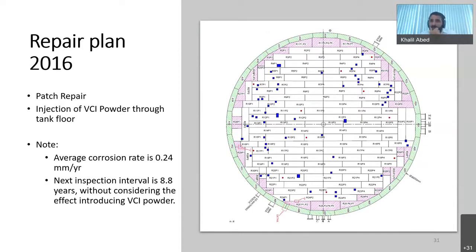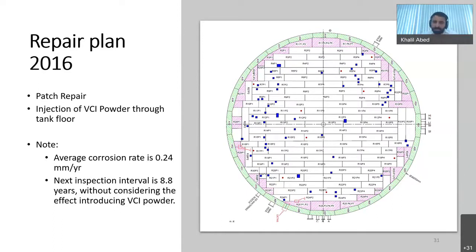that time. But before taking into consideration the effect of vapor phase corrosion inhibitor, a risk assessment study was done, and it showed that the calculated corrosion rate after the repair is 0.24 millimeter per year, and this is definitely for the unrepaired areas. And the next inspection interval will be less than 9 years based on the risk assessment.